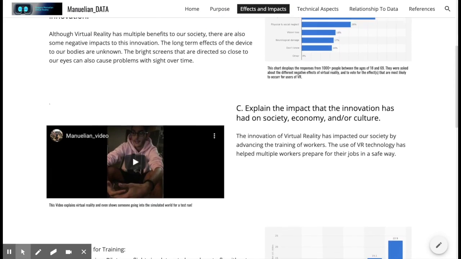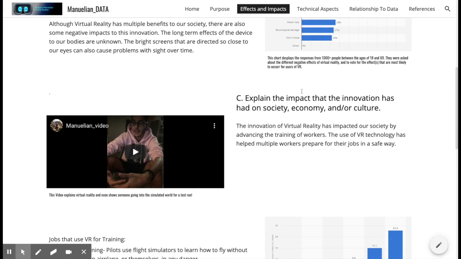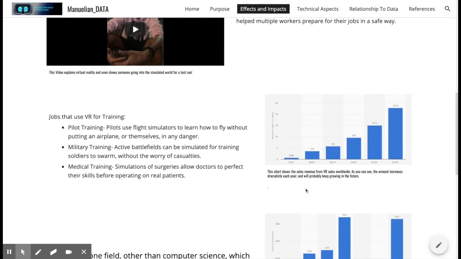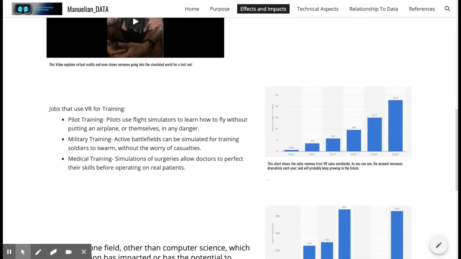Moving on, we will begin talking about the impact that this innovation has on our society, our economy, and our culture. Down here, we have a chart talking about the revenue sales of virtual reality worldwide between the years of 2015 and 2019, with a projected 2020. Revenue increases drastically between each year, and it is projected to increase a lot in 2020 and in the future. Some examples of some occupations that use virtual reality for training are pilots, military officers, and doctors and nurses.